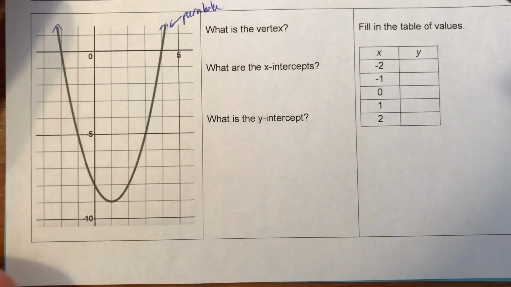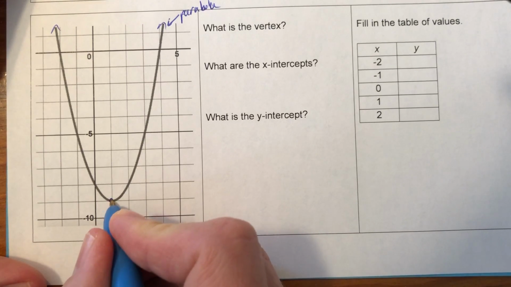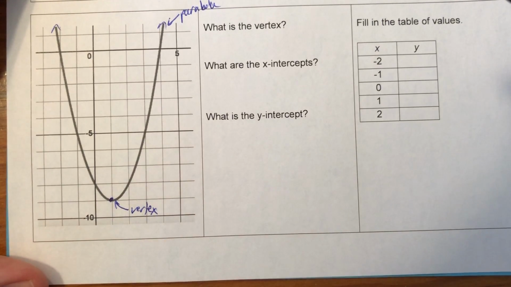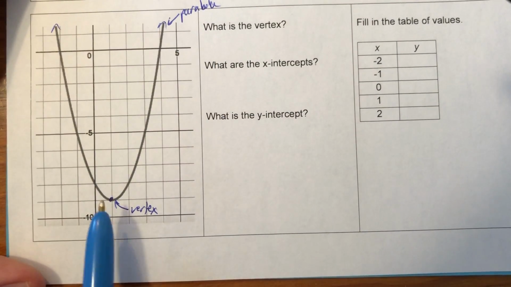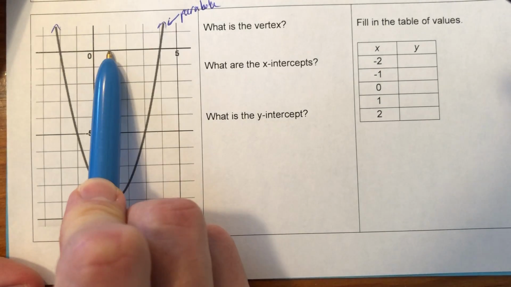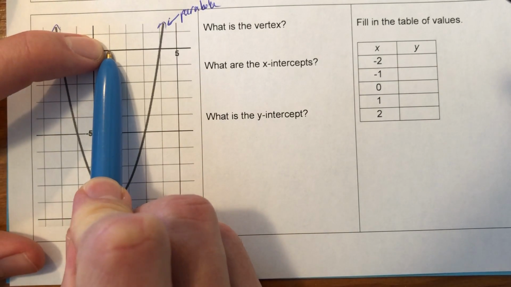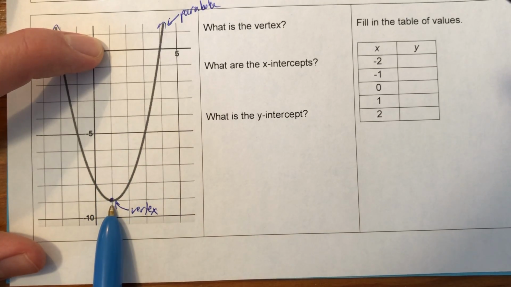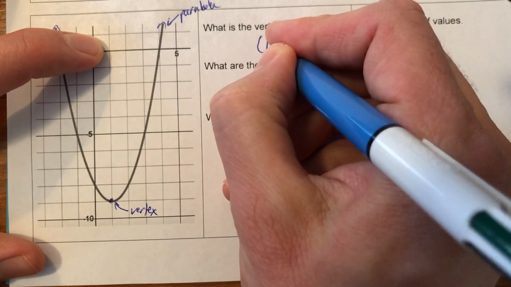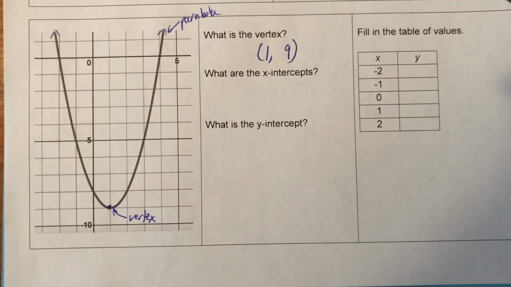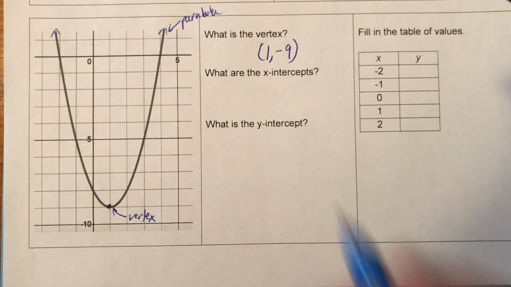Okay, so what is the vertex? Well, the vertex is that coordinate right there. I'm going to label it vertex. Kind of a turning point. It stops decreasing, starts increasing in this case. And that coordinate is, well, let's do x first. So 1, comma, 1, 2, 3, 4, 5, 6, 7, 8, 9. So it's 1, comma 9. I'm wrong, by the way. I hope you found out where I was wrong. I did it on purpose. It's not 1, 9, it's 1, negative 9.